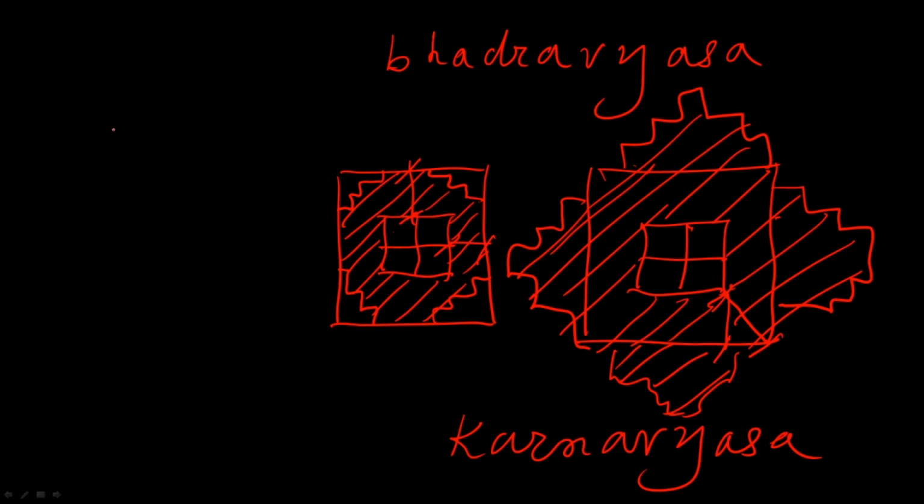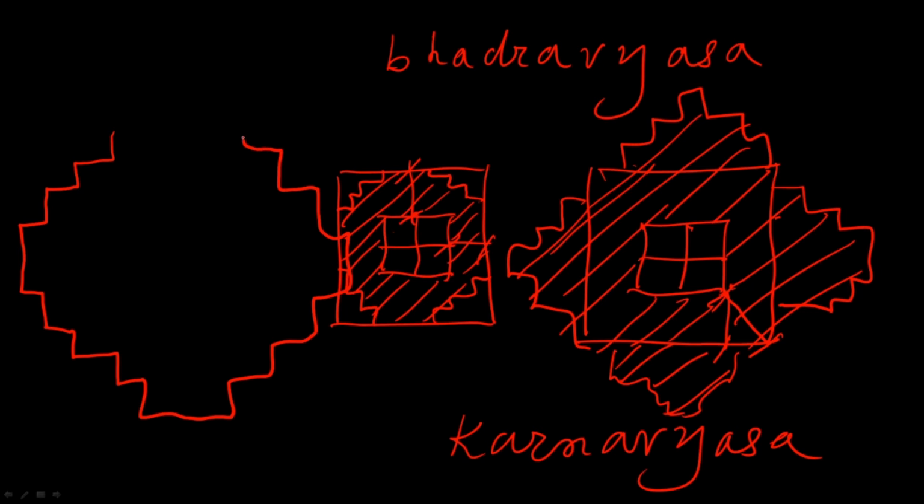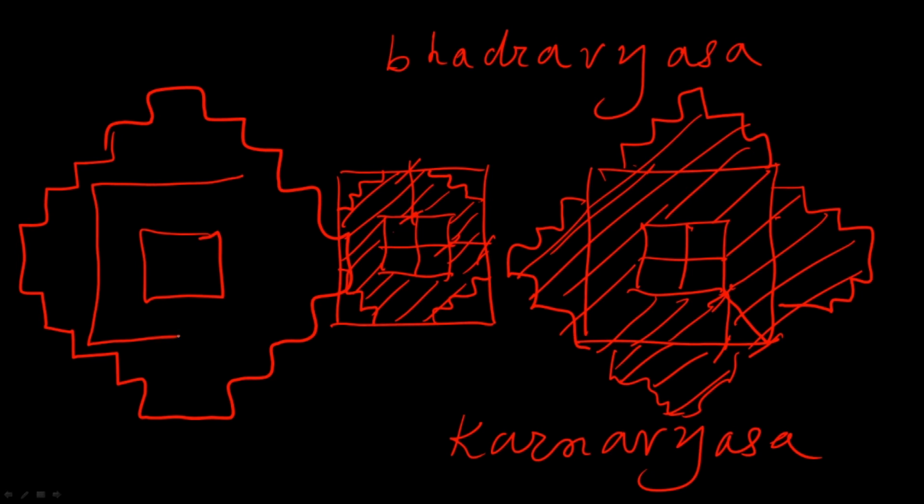In principle, all these temples will start becoming diamond shaped in overall form, but what will vary is if the temple is Karna Vyasa, the sanctum will be small. If it is Bhadra Vyasa, the sanctum will be much larger.